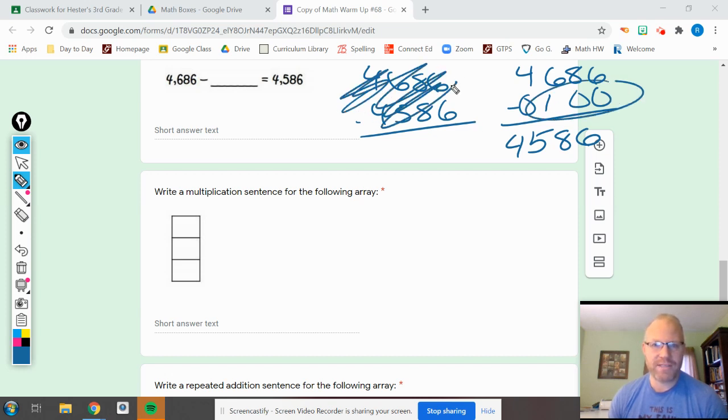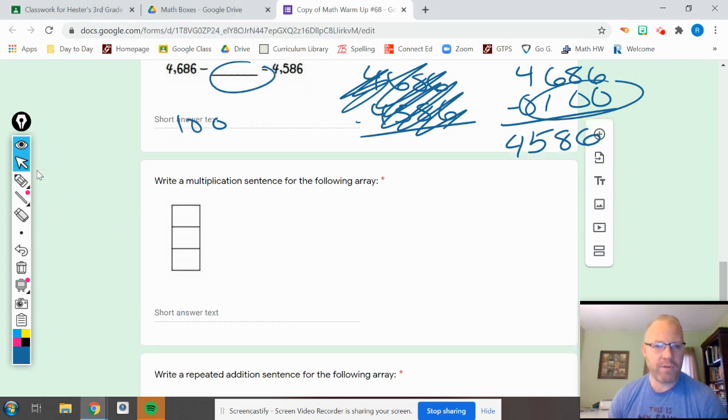So I did it wrong by setting it up like this because I was not even thinking about the blank. So in this case, you could be imagining that they're taking away something to make this. Now, when you look at it, you can see that the 6 is the only thing that changed. So they took away 1 from the 6, which is 100.